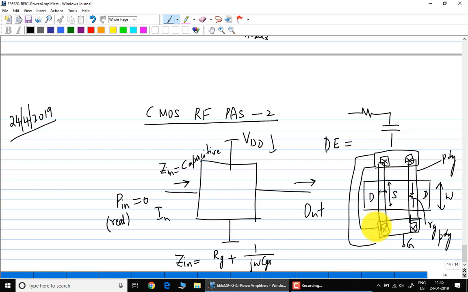Correct? At max power, okay, so you can V in, okay, is V in max, or rather P in max, okay, is P out max over the power gain. Okay, but because we are talking about a CMOS PA, we don't know what the power gain is. Okay, so therefore I am going to start off with V in max.